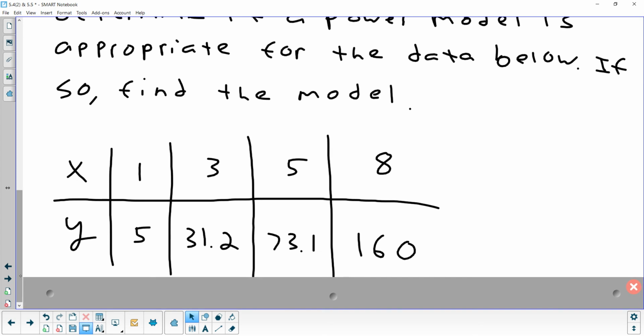Okay, and this will probably be the only time that I actually use log paper to show you how to do this. Okay, and I'll put those points back up in a second.